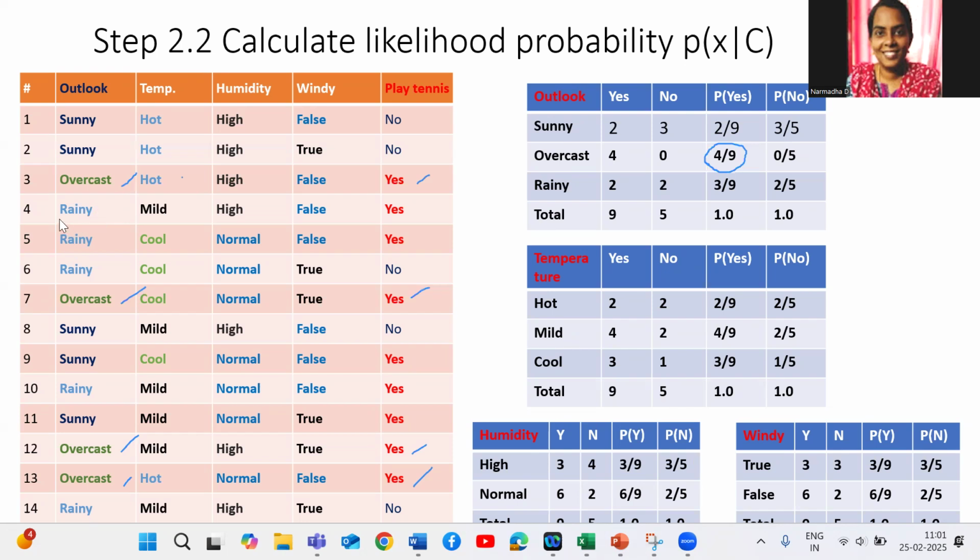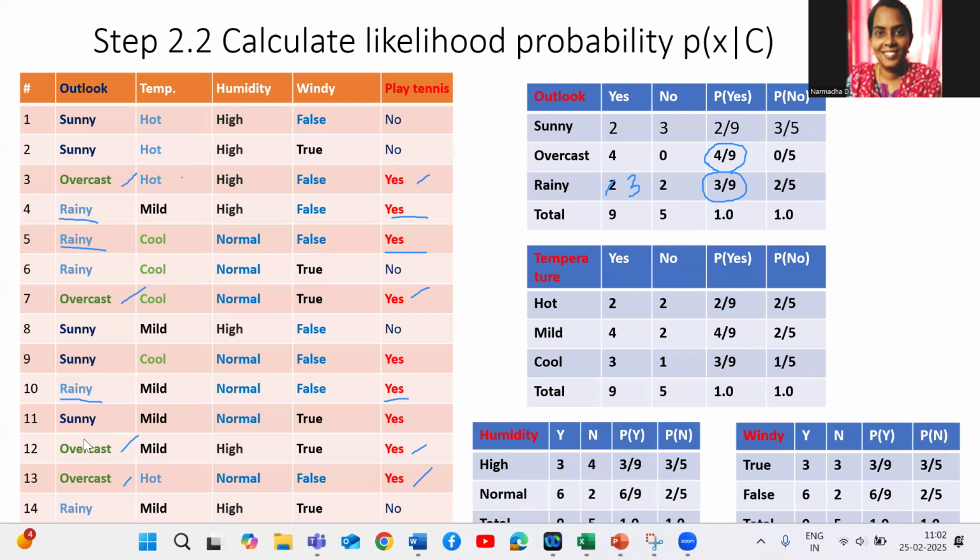So now coming on to the next value of the outlook, it is rainy. When it was rainy, you can see 2 days it is yes, and 3 days you can see it is yes. And the remaining days it is no. So it is 3 days yes, and 2 days no. So the probability for yes when the outlook is rainy is 3 by 9, and the probability of no is 2 by 5.